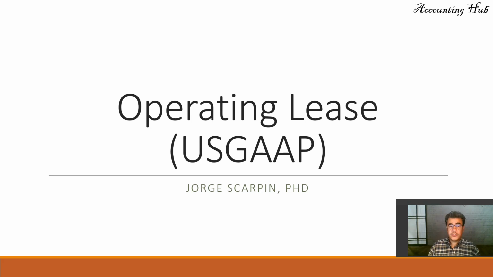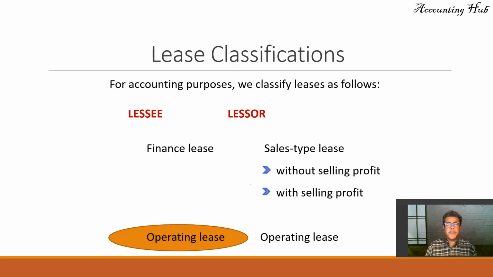I'm Professor George Scarpin, PhD in Accounting, and our topic today is operating lease according to the US GAAP. Under IFRS, we don't have operating lease anymore. For accounting purposes, we classify leases for the lessee as finance lease and operating lease. For the lessor, sales-type lease, that is the finance lease, and operating lease. By the way, we have a video about finance lease, and the video is in our video description.